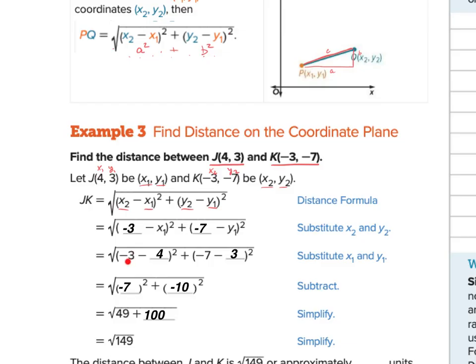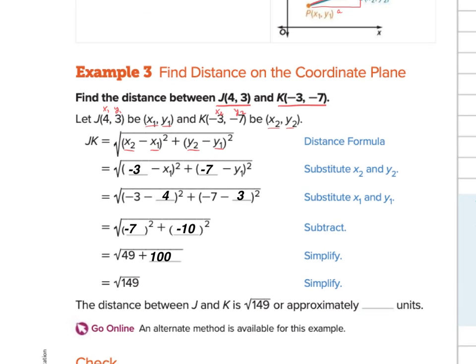So here we have negative 3 minus 4 is negative 7 squared, plus negative 7 minus 3 is negative 10 squared. So we have order of operations. Squaring this, we get 49. Squaring this, we get 100. So the square root of 149 is the length of JK.